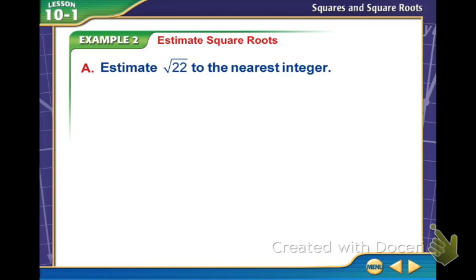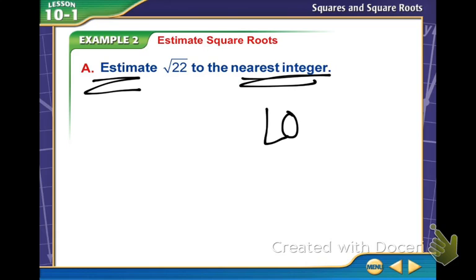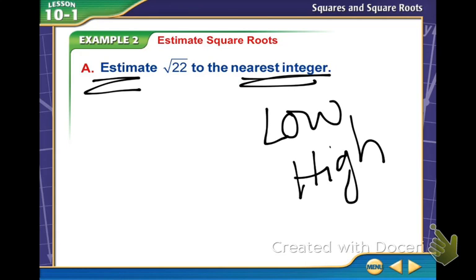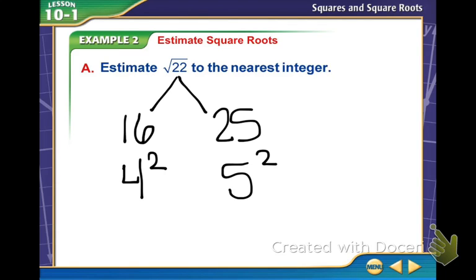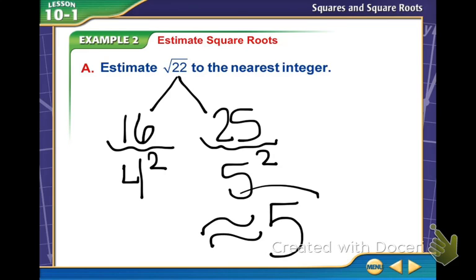We're going to estimate square roots now to the nearest integer, and in order to do that we're going to show both the low and the high square root that surrounds the 22. Okay, on the low end of 22 we have 16, which is 4 squared. On the high end we have 25, which is 5 squared. Okay, which number, 16 or 25, is closest to the 22? It'd be 25. So our square root that is closest when we are estimating here would be about 5.